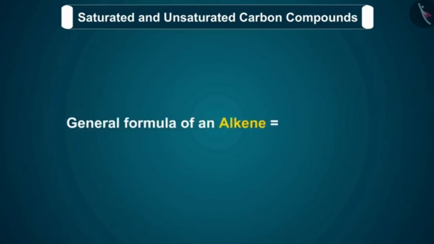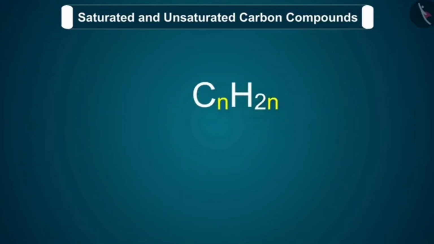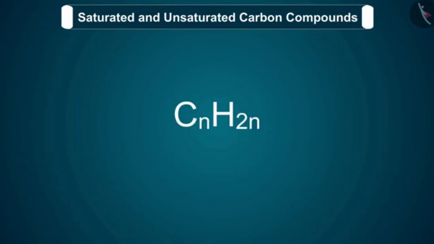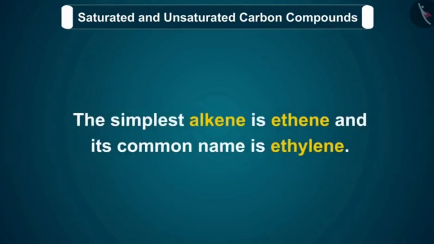The general formula of an alkene is CnH2n, where n is the number of carbon atoms in its molecule. Let's take an example. 1. If an alkene has 2 carbon atoms in its molecule, then n is equal to 2 and its molecular formula will be C2H4. 2. Similarly, when n is equal to 3, we will get propene. The simplest alkene is ethene and its common name is ethylene.